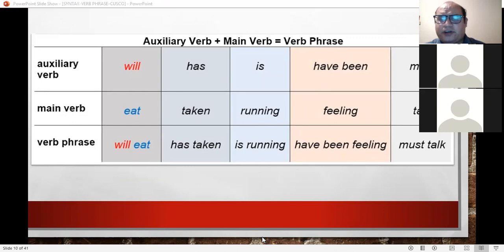Notice again how we are going to make the verb phrase using auxiliary verbs and using the main verb. But don't forget that the most important part in a verb phrase is the main verb, the lexical verb. The auxiliary is optional. It depends on the situation or the tense or the context that you're going to use it, all right? But the most important here is the main verb or lexical verb, all right? Until here, any question?